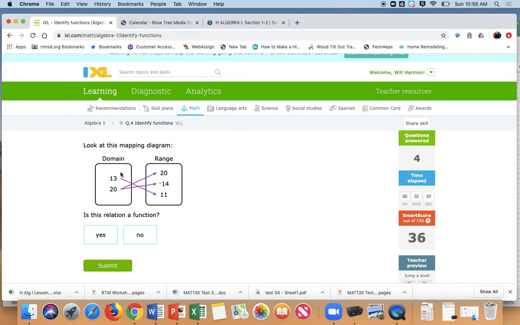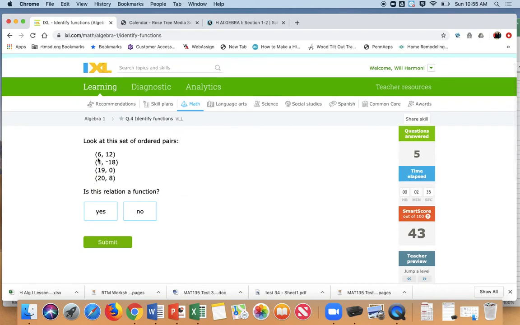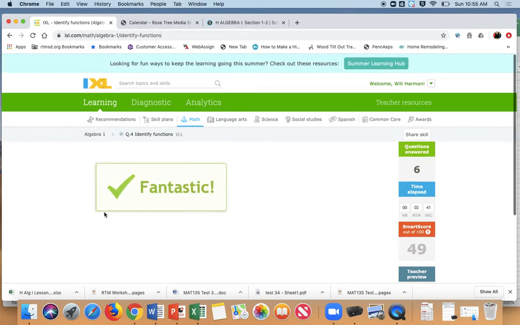Okay, look at this one. Notice there are two lines coming out of 20. I pick up on it immediately here. See, there's one line coming out of 13, but there are two coming out of 20. 20 goes to 20 and 20 goes to negative 14. So that's not a function. Here, we're looking at this column, 6, 1, 19, and 20. They're all different, so it's a function.